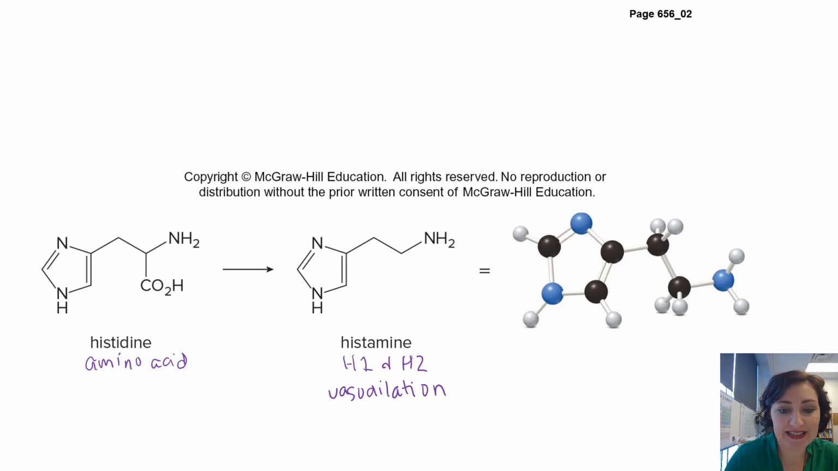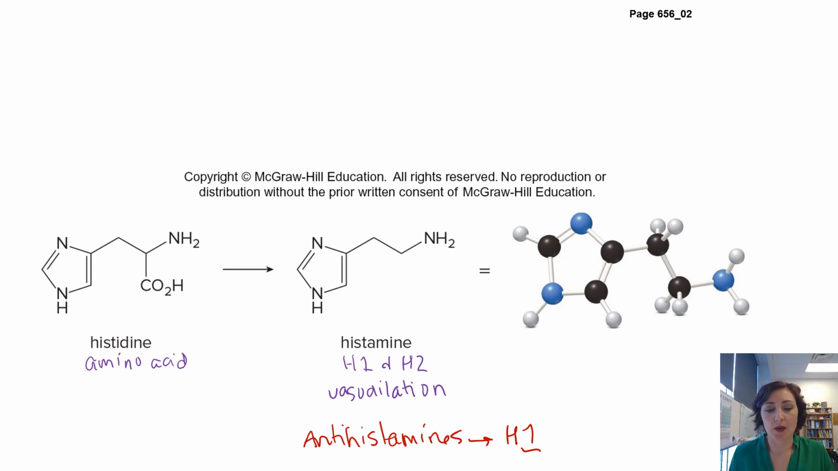So, how do antihistamines work? Antihistamines are going to bind to the H1 receptor. So it's going to inhibit vasodilation, so you're not going to get that redness or that increased blood flow. Usually we use antihistamines binding to the H1 receptor to treat cold and environmental allergy symptoms.